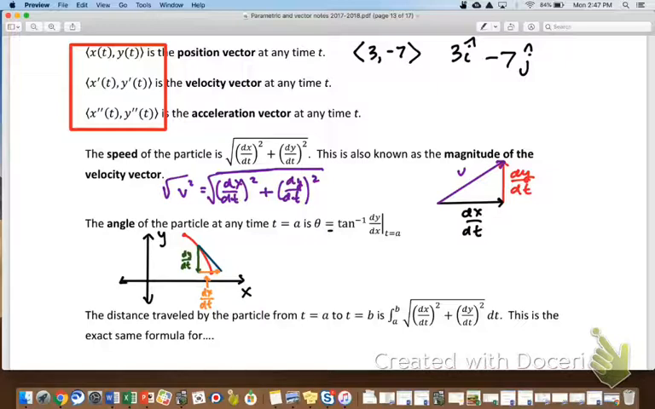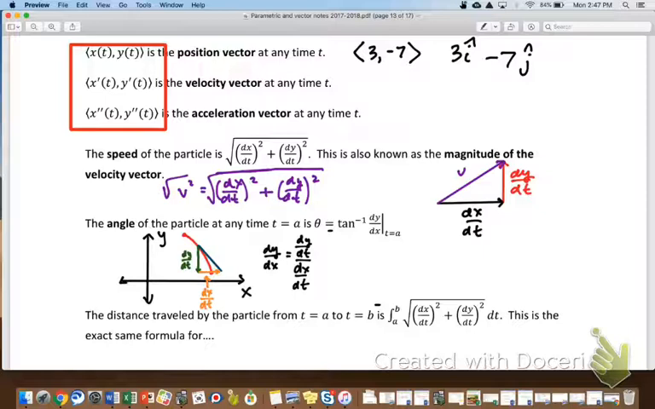Okay, so let's think this through. dy/dx equals dy/dt over dx/dt. Does that make sense? Okay.